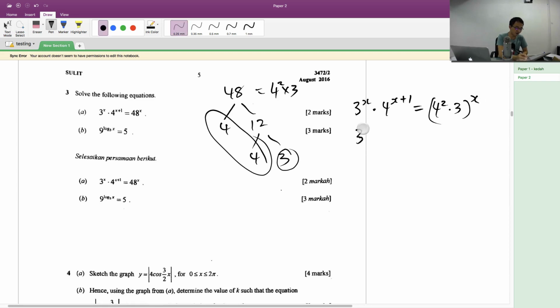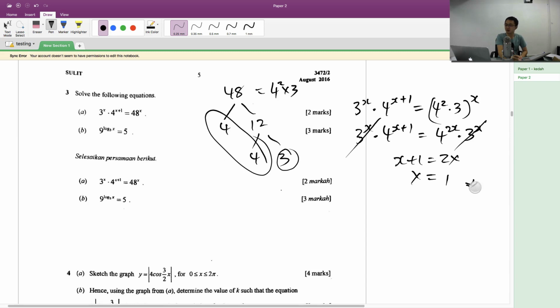Then, of course, I will expand the power x into it. The dot here means multiply. This is 4 to the power 2x multiplied by 3 to the power of x. 3 to the power of x and 3 to the power of x I simplify. So I know 4^(x+1) equals 4^(2x). So x plus 1 equals 2x. x is just equal to 1. Very easy. This is just an indices question.